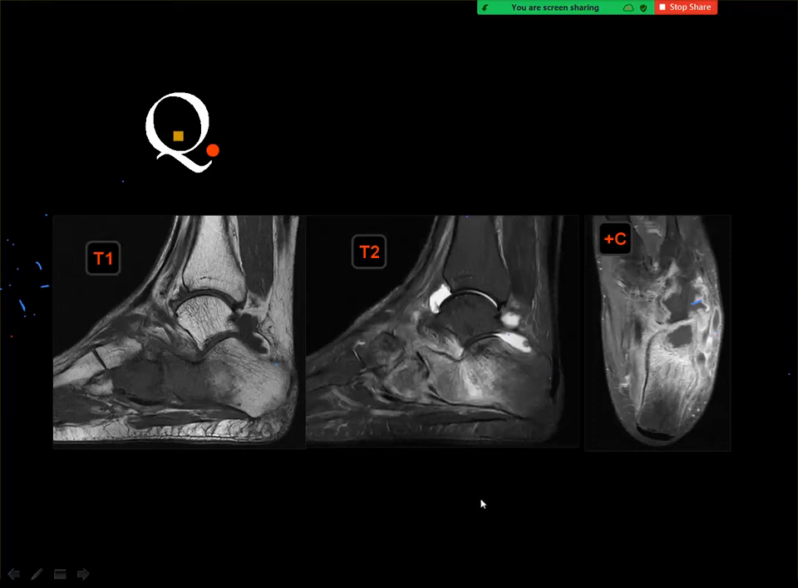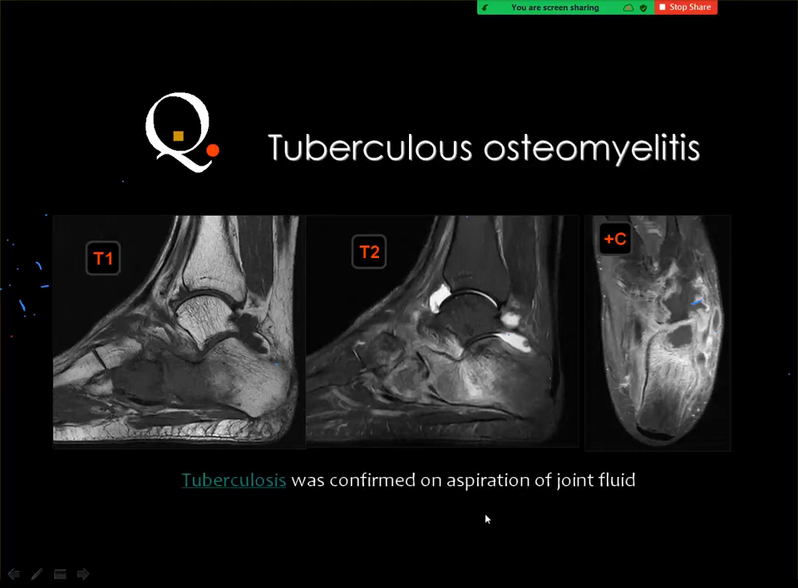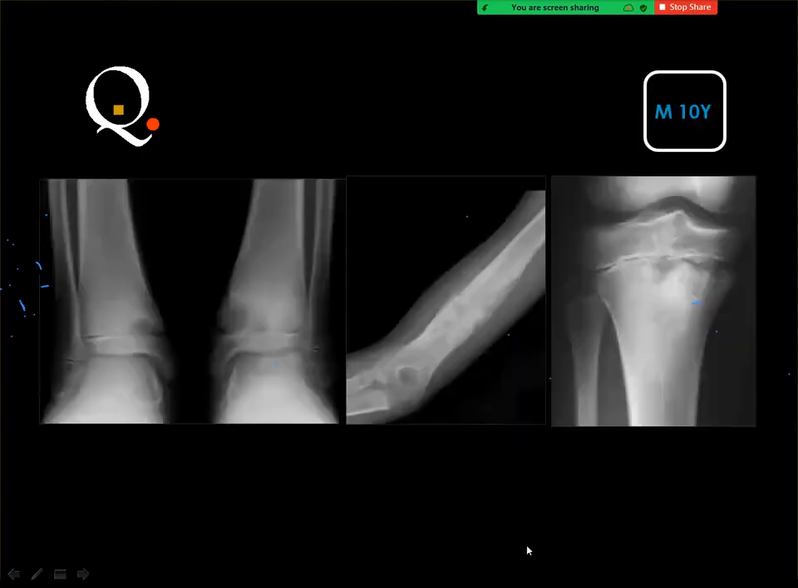All these features are impressive of osteomyelitis together with septic arthritis, and this patient proved to be tuberculous osteomyelitis as confirmed by aspiration of the joint fluid. Next case.